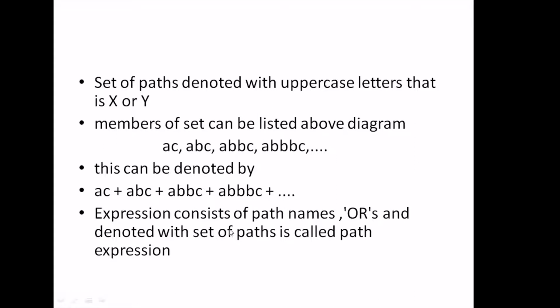So an expression consists of path names, which are nothing but R. So here this particular plus symbol is nothing but R. So this is the first path, second path, third path, and so on. Each path is summed up with the R, and a set of paths denoted this way is called a path expression. So with the product of these particular paths we can call it a path expression.